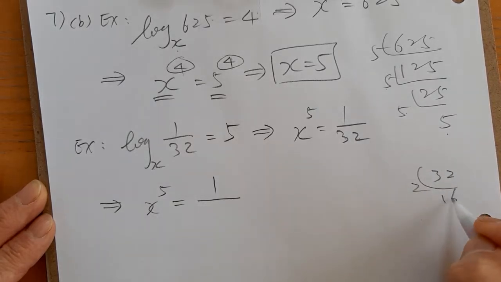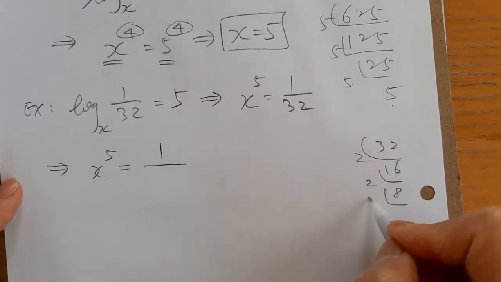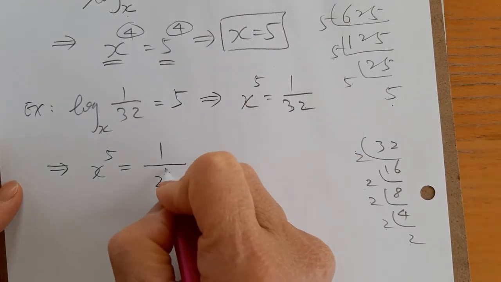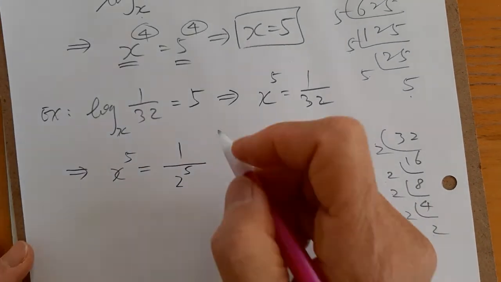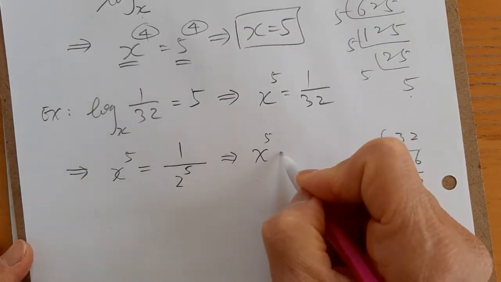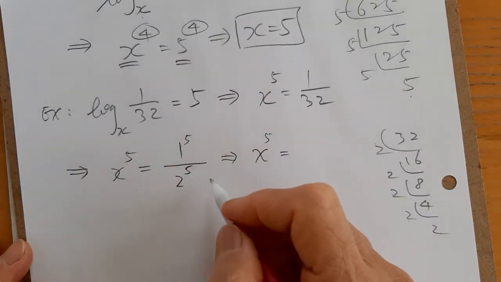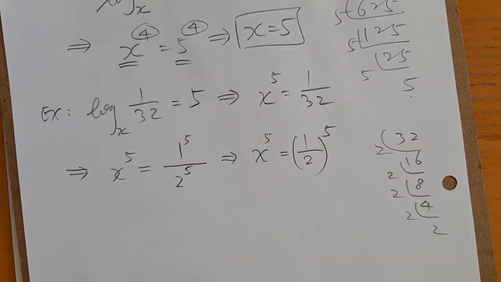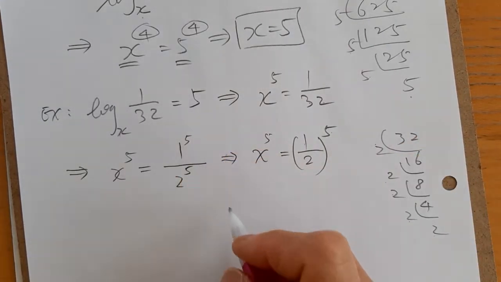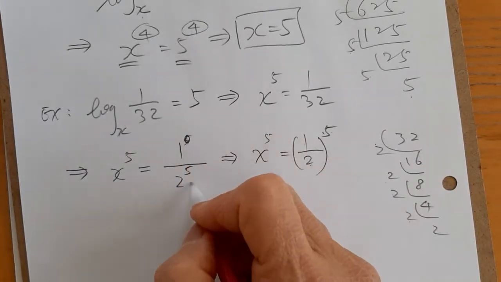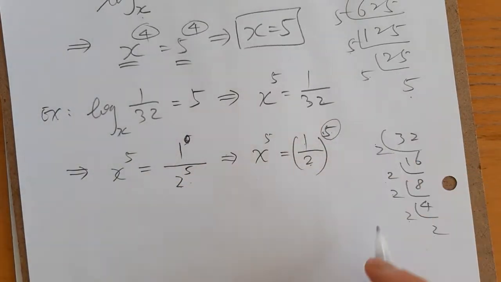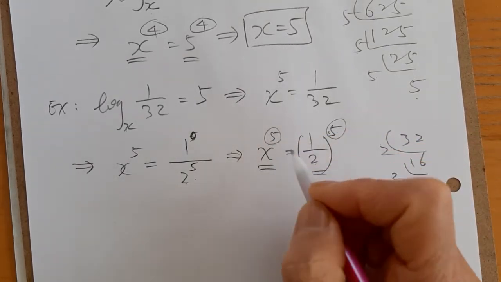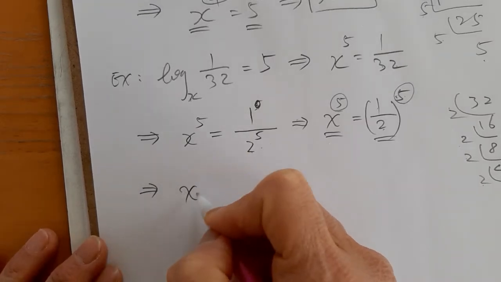32 divided by 2 is 16, divided by 2 is 8, divided by 2 is 4, divided by 2. 1, 2, 3, 4, 5: it is 2 to the power 5. Then 1 to the power 5 is 1, so it equals 1 over 2 to the power 5. 1 to the power 5 is 1, and 2 to the power 5 is 32. So they have the same exponent, so the base should be equal. So you get x is 1/2.